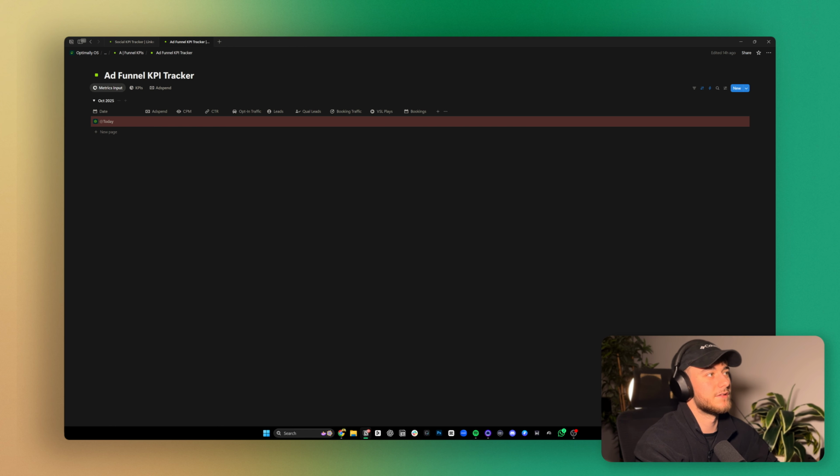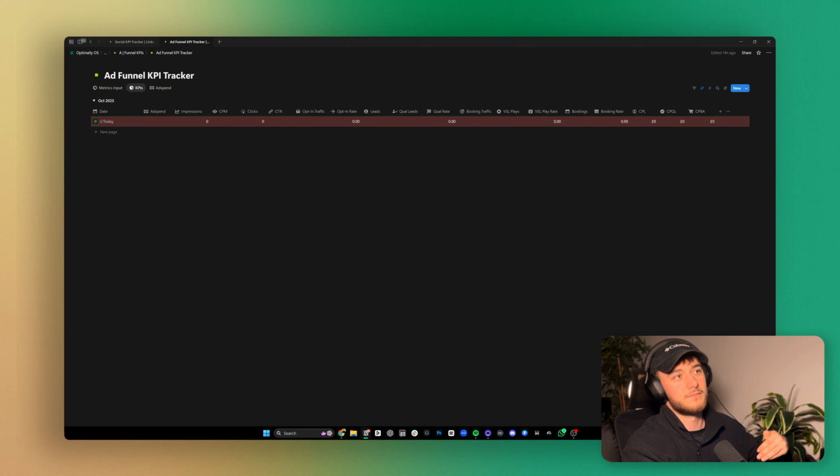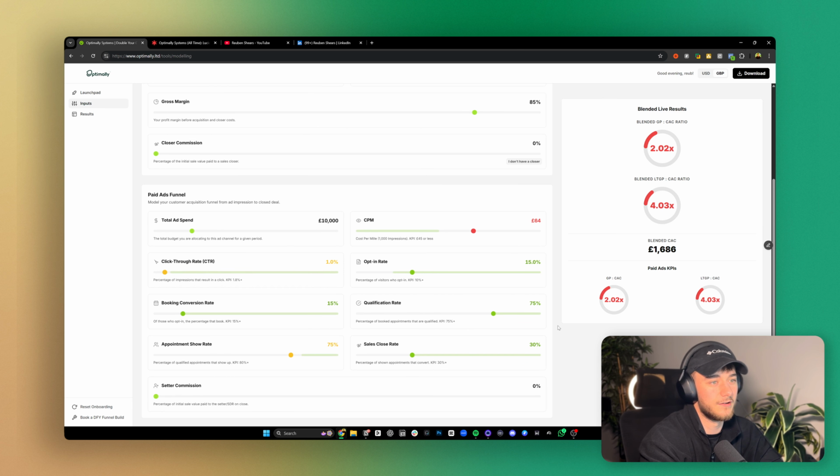But what I actually want to do is track the real numbers in real time every single day. So I've set this tracker up for myself. I don't know if you can see this or not, but I've got ad spend here. I've got CPM, click-through rate, opt-in traffic, leads, qualified leads, booking traffic, VSL plays, and the amount of bookings. Because from those numbers, I can calculate all the relevant KPIs for the funnel on a daily basis. So I'm immediately going to be able to see what's looking good right now in terms of numbers and what isn't. And then I can adjust my simulations on here as well to see what effect it would have if I improved it, for example.